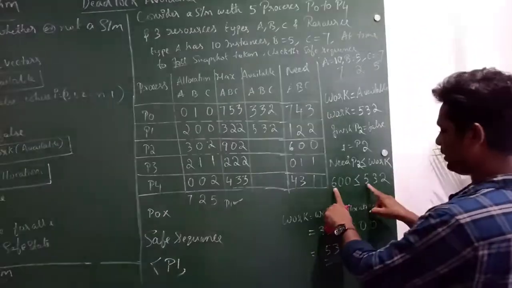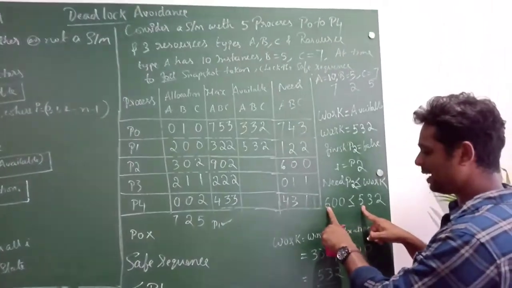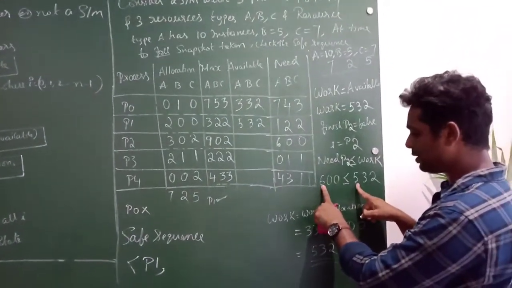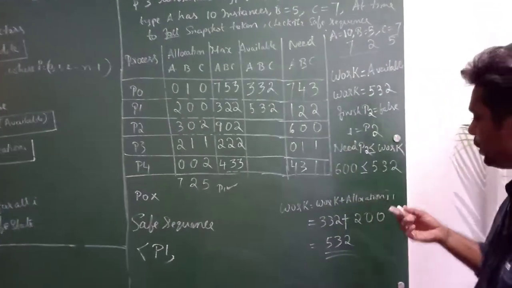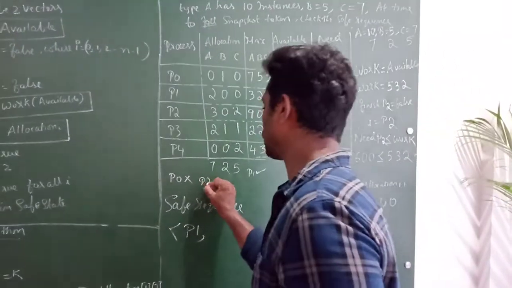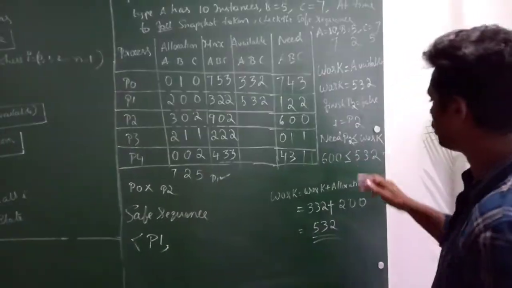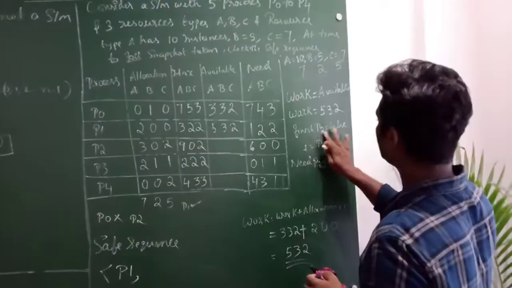532. 6 is less than or equal to 5? So P2 needs A. How many instances here? 6 instances. But the total available in the system is only how much? 5. So that is false. So what happens? Your P2 also can't execute. Then what will I go for?